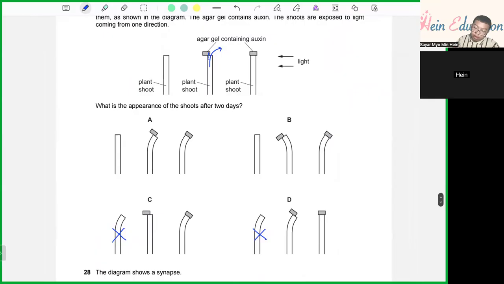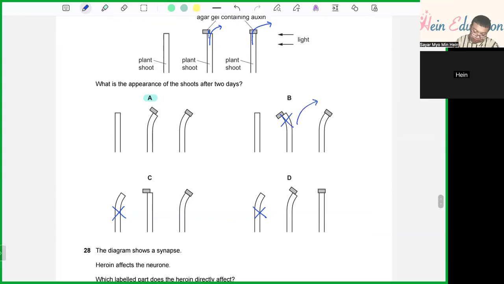And then the third one also contains oxygen, and it will also secrete downwards and the plant will bend to the light, right? So the correct answer is A, because for B, the second point is wrong, right? Because it will bend towards the light, not away from the light.